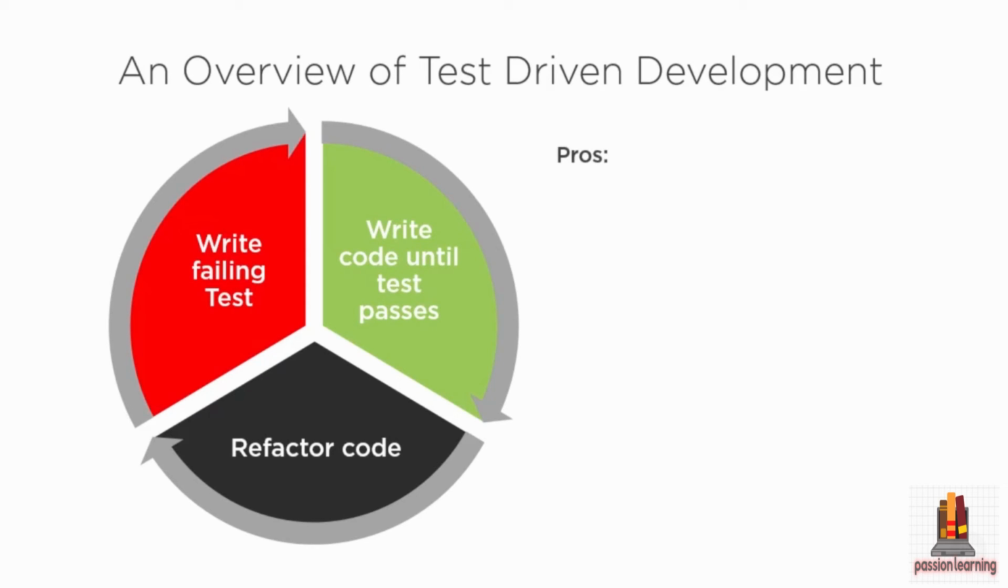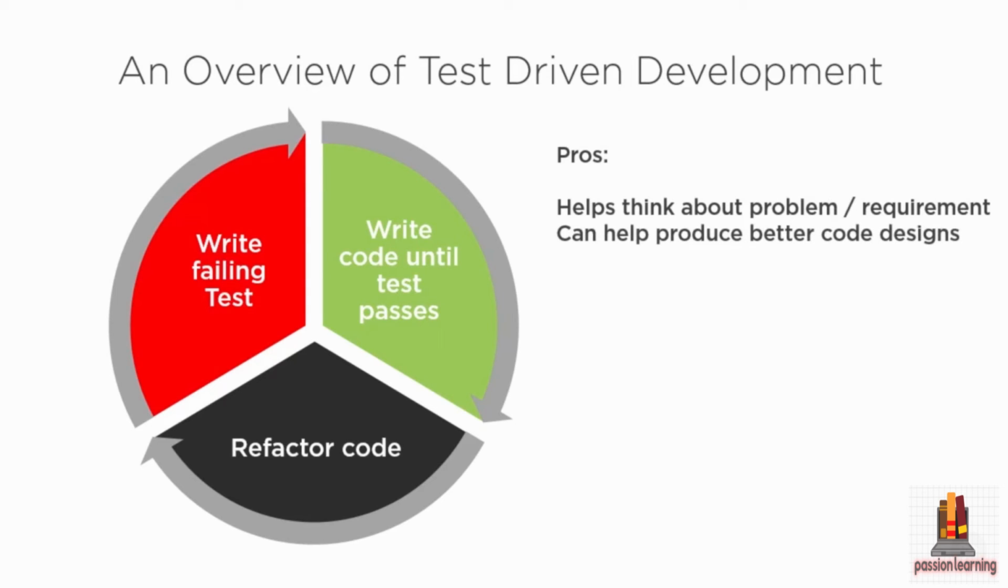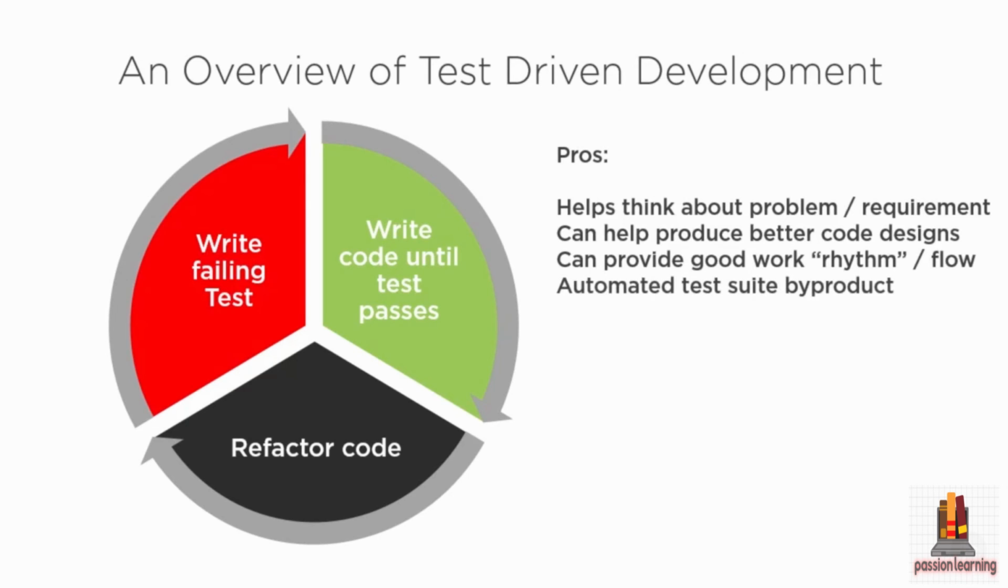Some of the benefits of TDD include helping the developer think about the problem or requirement before they go off and write the actual production code. This can help solidify what's required before wasting time and writing code that doesn't fulfill the requirements. Test-driven development can help produce better code designs by evolving the design over time and driving that evolution from the tests. TDD can provide a good work rhythm or flow for developers.